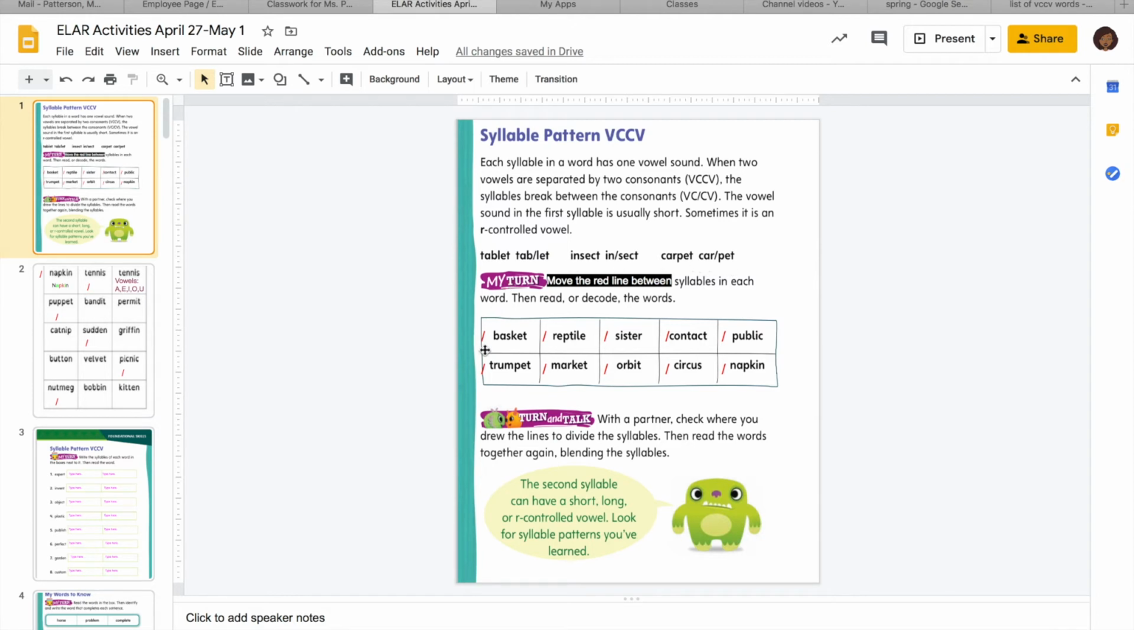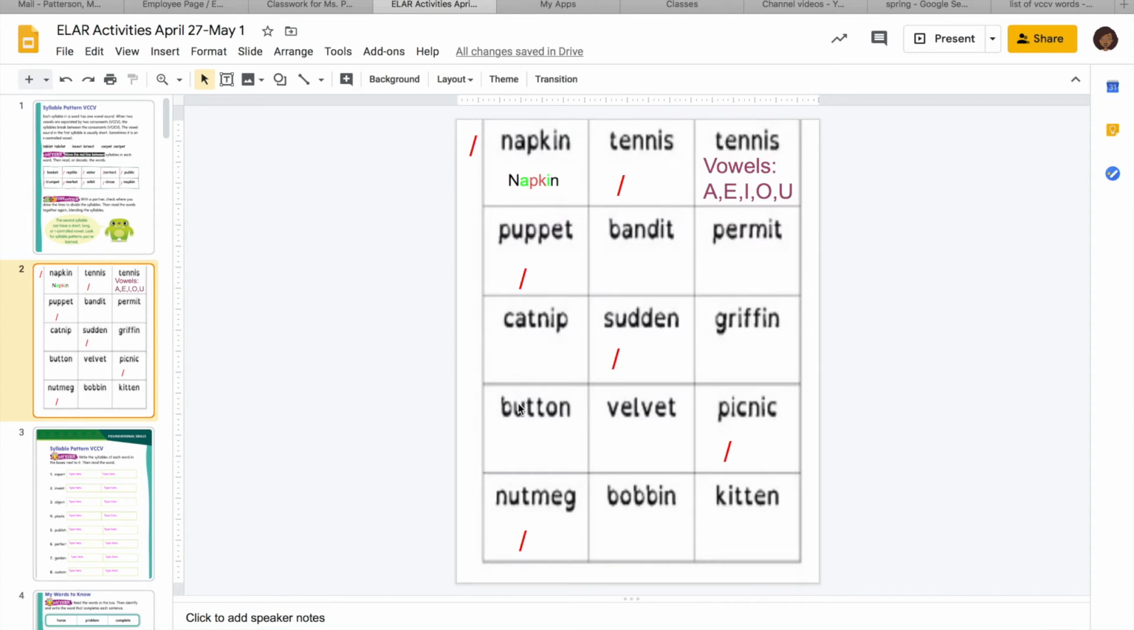So this is what you guys are going to do by yourself, but I created this little document so that we can work some together. So our first one is napkin. So where do you think we would put our break? Remember, it has to be between our two consonants. So what we have to do is we look at our entire word, and I put right here our vowels.